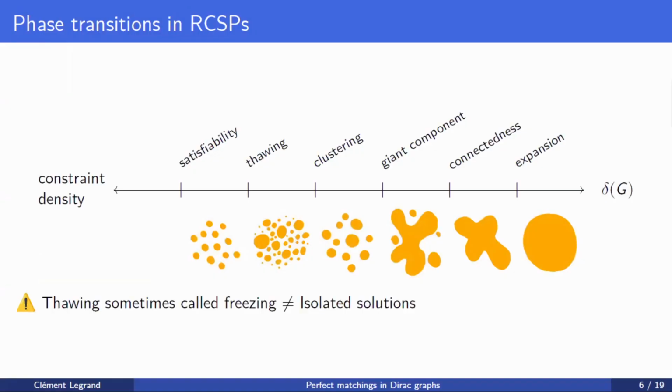Yeah, so what I'm wondering, if you're doing reconfiguration, in CSPs thawing is sometimes called freezing, and in reconfiguration, what we call freezing is usually the isolated vertices in our space, the isolated points. So here it's not the same thing.